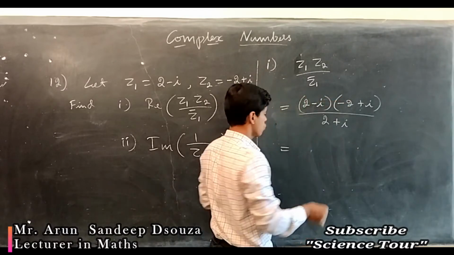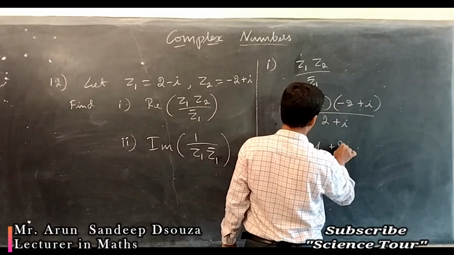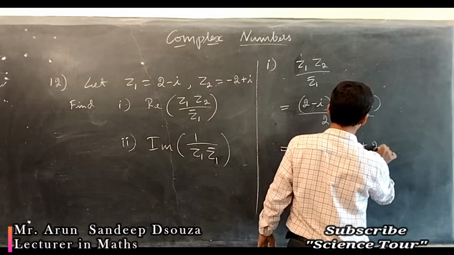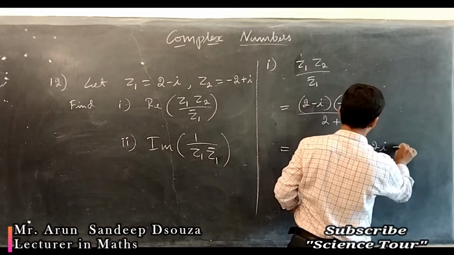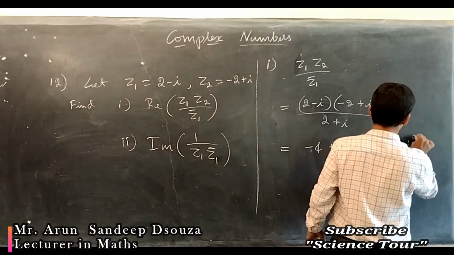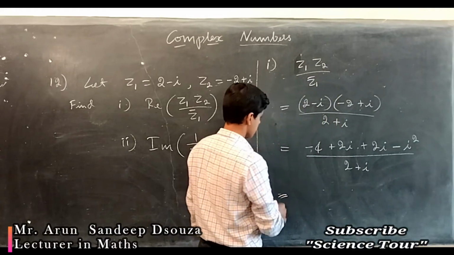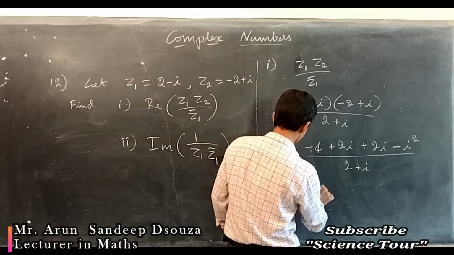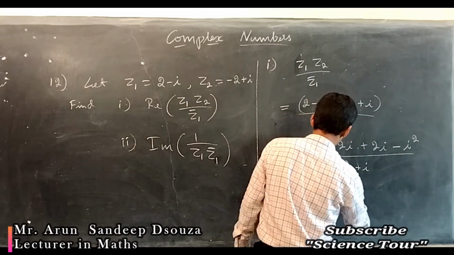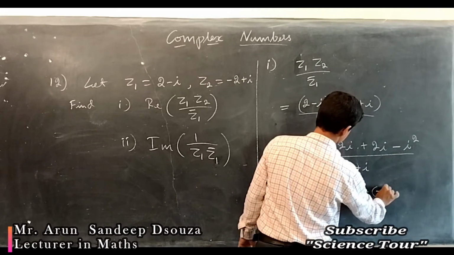So 2 minus 2 minus 4, and plus 2i, and minus plus i into 2 is 2i again, and then minus into plus is minus, i into i is i square, divided by 2 plus i. So next, this is minus 4, and 2i plus 2i is 4i, and this is minus of i square is minus 1.